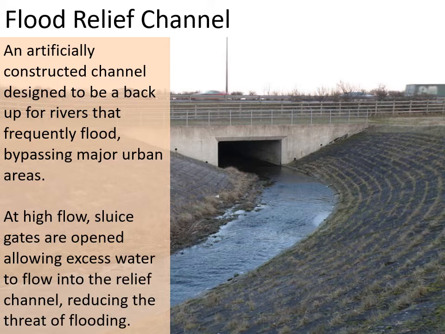At high flow, a sluice gate is just a gate essentially that holds the water in the river, but when you open it, it can flow out. They're opened, allowing excess water to flow into this channel, reducing the threat of flooding. So again, pretty unnatural looking. You need the space to be able to do it. All of these are relatively expensive, but this one particularly so because of the construction needed to build this safely. And you can see if there's roads in the way, you have to build bridges.